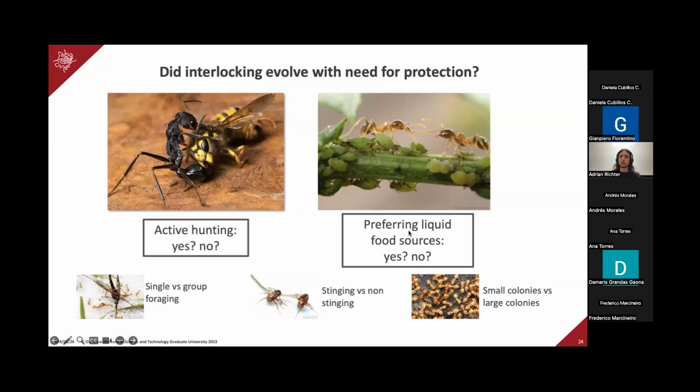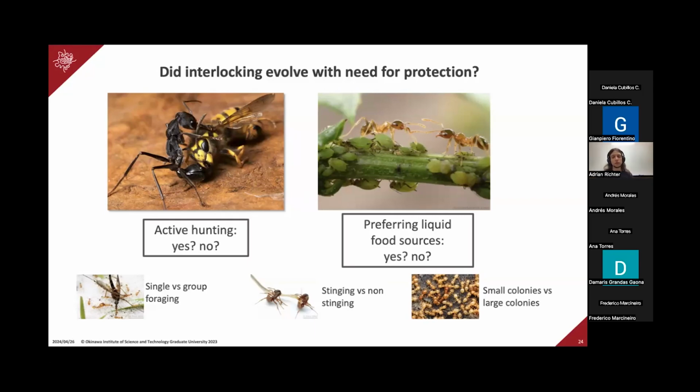Alternatively, it could be about diet more generally, about what they feed on. Do they feed on liquid food sources, or on hard food sources? Do they have to process hard prey objects, or hard seeds, for example, as plant-based food that is also pretty hard? Or do they mostly consume only liquid food sources? These were the two codings that I used for diet.